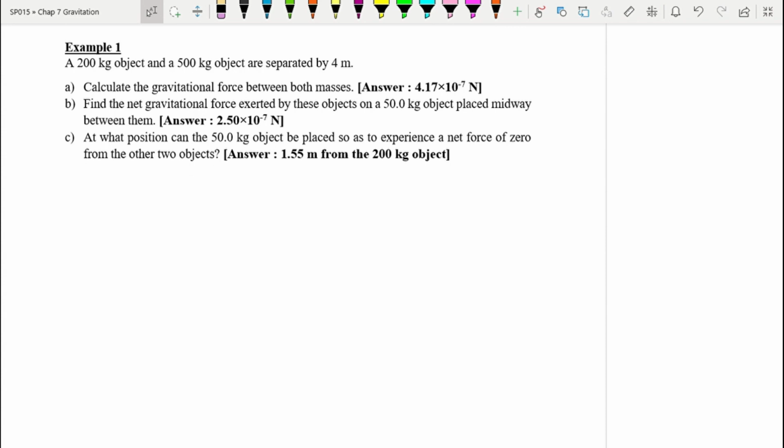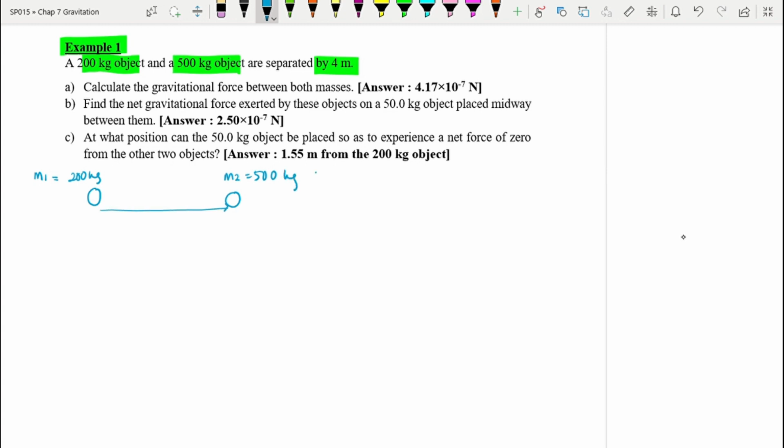Alright, so kita tengok example 1. So example 1, a 200 kg object and 500 kg object are separated by 4 meter. So, two object. Okay, object 1 is 200 kg. Kita label as M1 lah. Object 2 is 500 kg and separated by a distance of 4 meter. Okey, dalam kes ni objek ni mungkin tak terlalu besar. Okey, jadi jarak je kita just ambil 4 meter saja. So soalan pertama dia tanya gravitational force between both masses. So between.